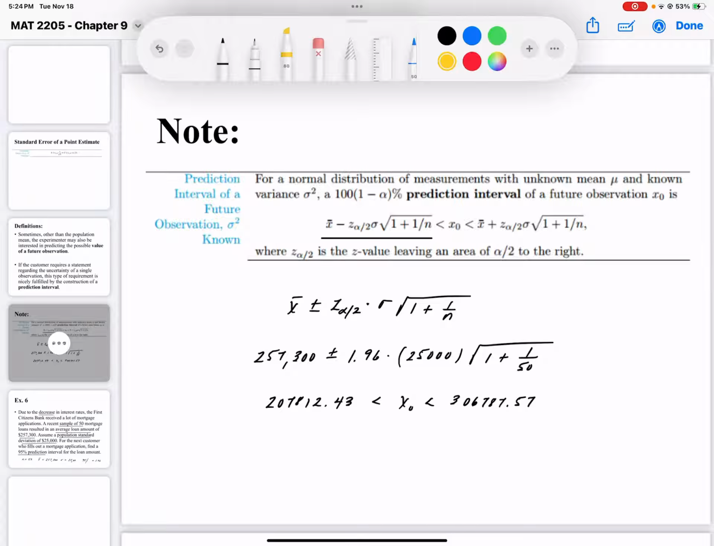What an amazing prediction interval. So this is saying, based on the parameters that we've had so far, for the loan amount for the next customer that comes in, we are 95% certain that the loan amount they're approved for is between 207,812 and 43 cents and 306,787 and 57 cents. Okay, there is our prediction interval.